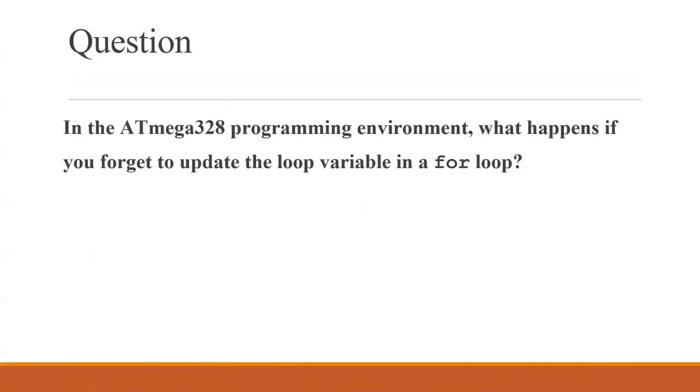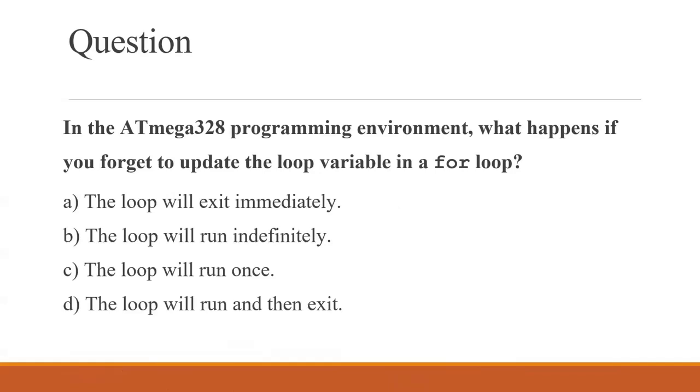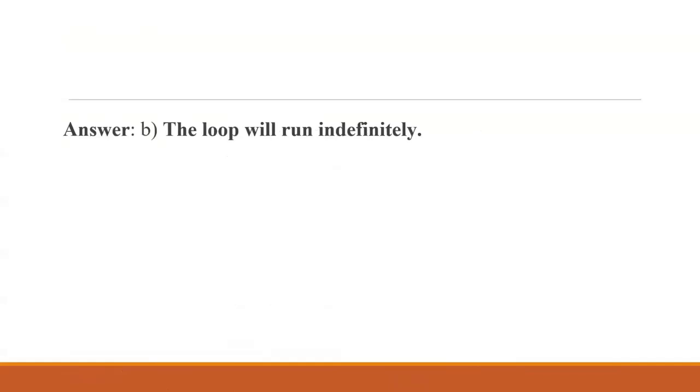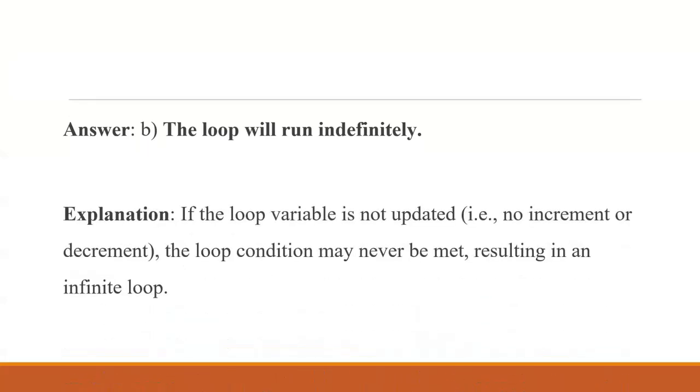In the ATmega328 programming environment, what happens if you forget to update the loop variable for a for loop? The loop will exit immediately, the loop will run indefinitely, the loop will run once, or the loop will run and then exit. So which one? The loop will run indefinitely, and this is very bad. You can't stop it. If the loop variable is not updated, no increment or decrement, the loop condition may never be met, resulting in an infinite loop.